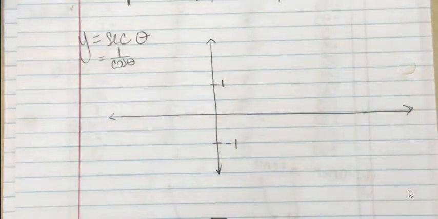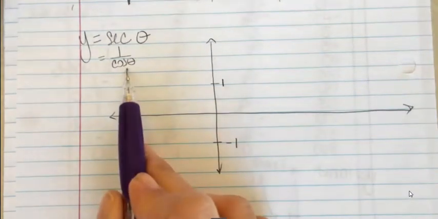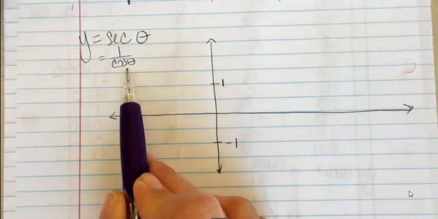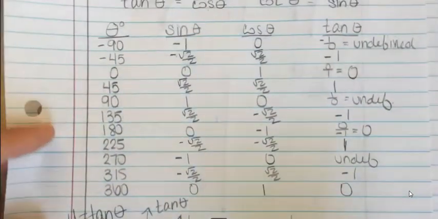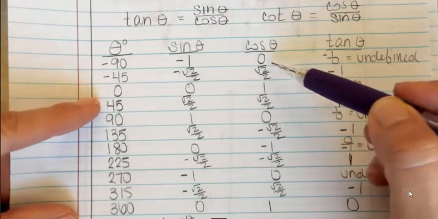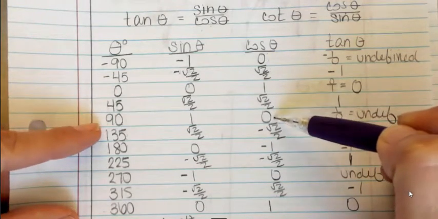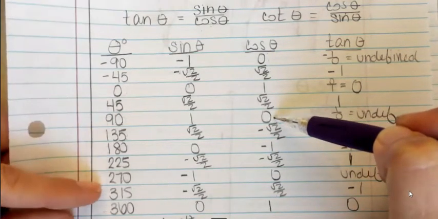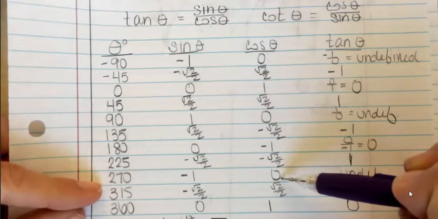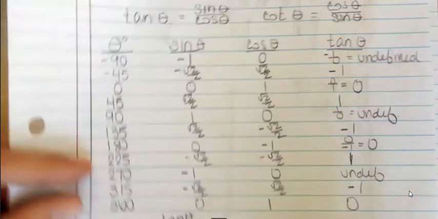So what we care about here is anywhere where cosine theta is going to be 0, so the function will be undefined. Okay, so where is cosine 0 again? Well, it's at -90, let's see, +90, and +270 degrees. Okay, so those are all places where you're going to, again, have vertical asymptotes.